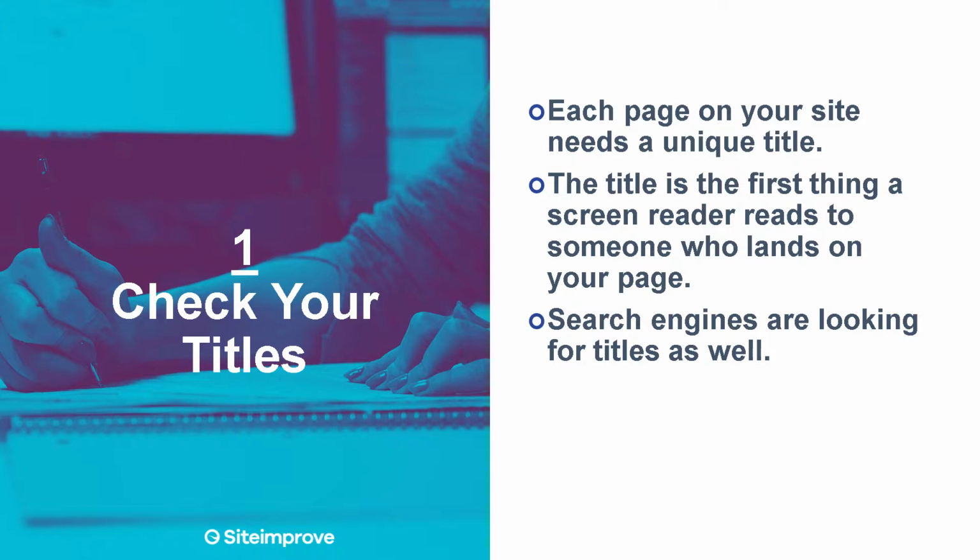The first thing is check your titles. Each page needs a unique title. The title is the first thing, for example, that a screen reader user will hear. The first thing the screen reader reads is the title of the page. You want it to be unique. You want it to be relatively short. Search engines are looking as well. A good rule of thumb is make your title unique and try to keep it to 60 characters or less. Now, there's no title police that are going to come around and ding you if you go 85 characters, but it's just good to keep it as brief as possible, yet unique.